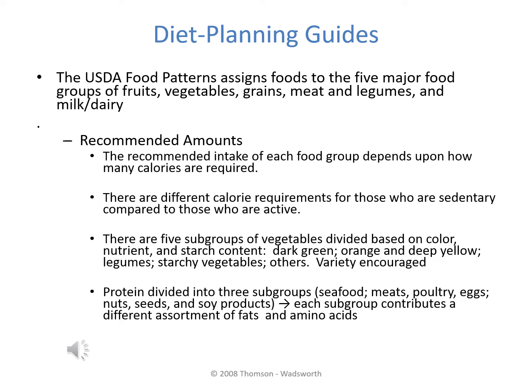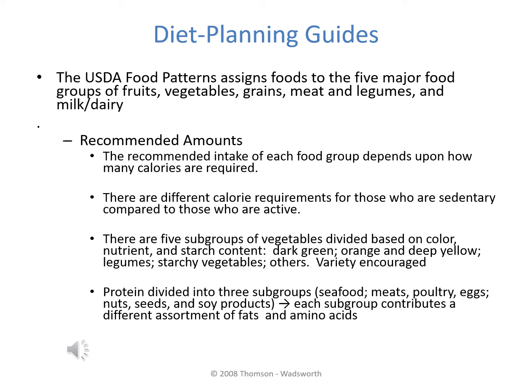The first are the vegetables. And if you look at the listings of the foods under the food patterns, you're going to see that the vegetables are divided up based on their color as well as their nutrient and starch content. It's encouraged to try to incorporate variety within this particular food group for various health benefits.